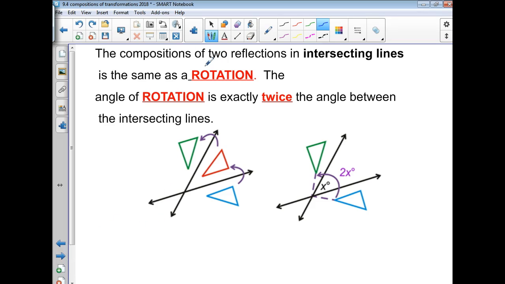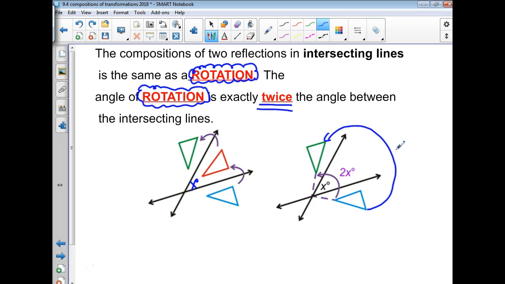And the other thing, composition of two reflections in intersecting lines is a rotation. The angle of rotation is exactly twice again the angle between the intersecting lines. So if this is x degrees, yep, the rotation from one point to the next corresponding point is twice the angle measured between the lines.